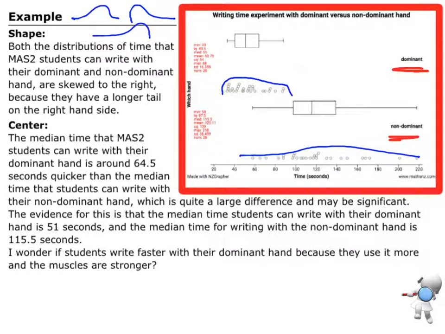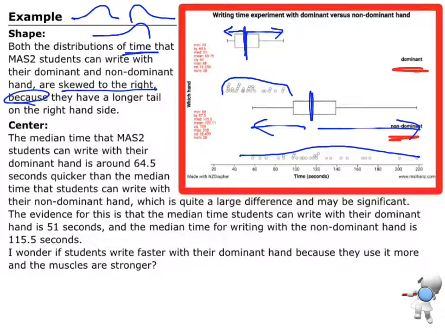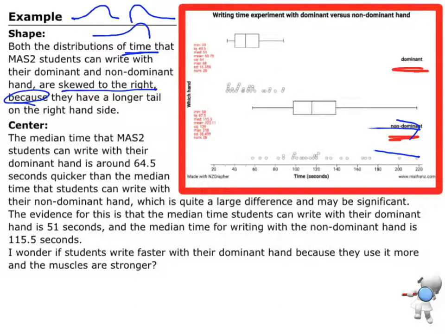And so I'm going to say that both of them, and I can see this particularly when I look from the median in the middle, look at the distance to each of the tails. Same with this graph there, distance to each of the tails. You can see it's much longer on the right-hand side. So that's why I'm going to say that the distributions of the time that students can write with their dominant and non-dominant hand are skewed to the right, because I need to justify it. They've got a longer tail on that right-hand side. So that's my first step, shape.